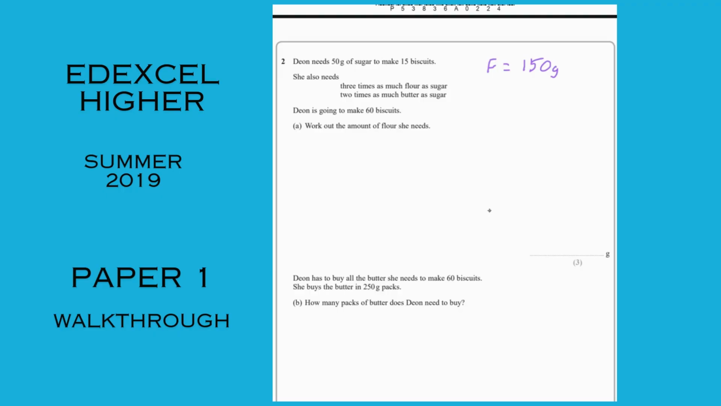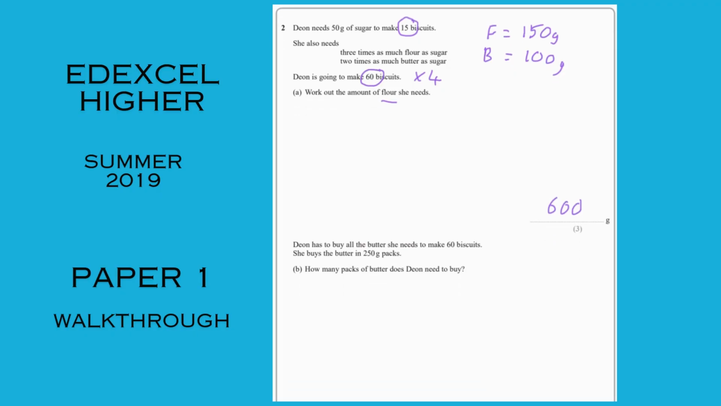2 times as much for B, for butter, 100 grams. To make 60 biscuits, that would be a multiplier of 4. You need 4 times the ingredients. So how much flour? 150 multiplied by 4. Well, 15 fours are 60. Stick a nought on for 600 grams.